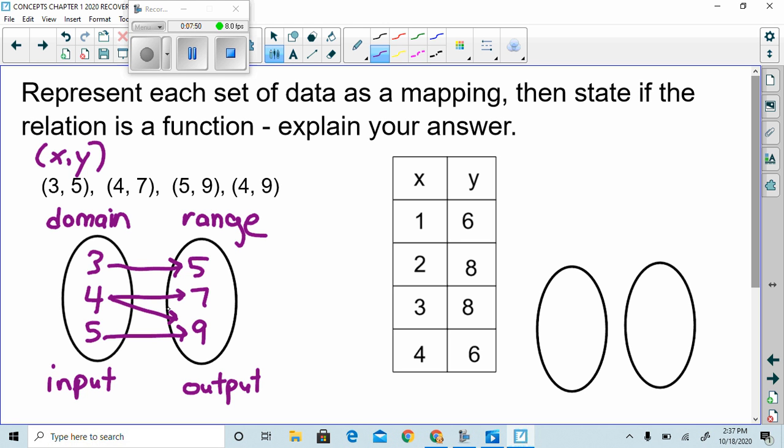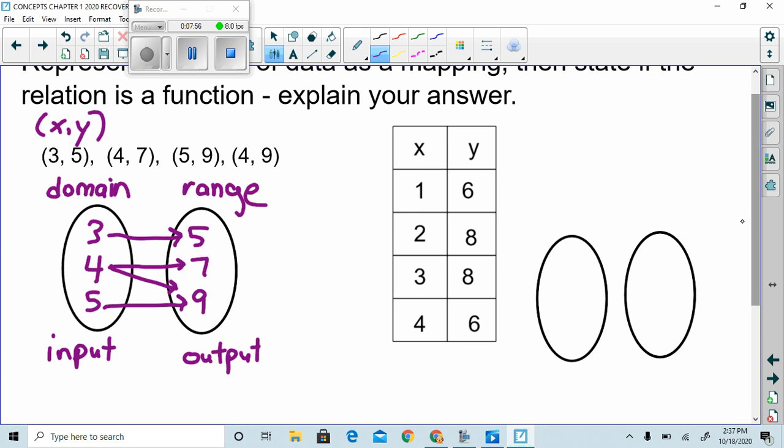The next part of this question is whether this represents a function or not. Well, if a function says that every input can only have one output, and we look at this 4 repeating, but it has different outputs, this one is not a function. And let's do it again.